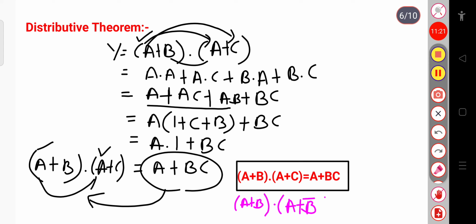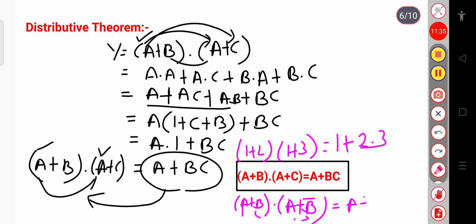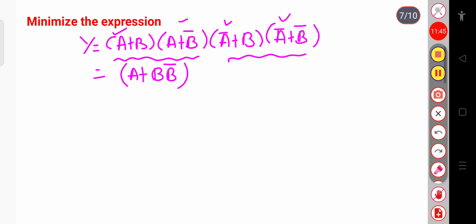Suppose 1 plus 2 into 1 plus 3, we write it as 1 plus 2 into 3. Okay, this is your 1 into 2, 1 into 3. So this is simply a plus b into b bar, because in place of c it is b bar. That is why we write a plus b into b bar. Similarly, in the third and fourth terms we can combine and write a bar taking common, a bar plus b into b bar.